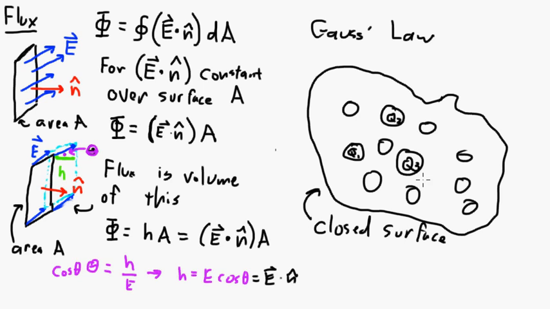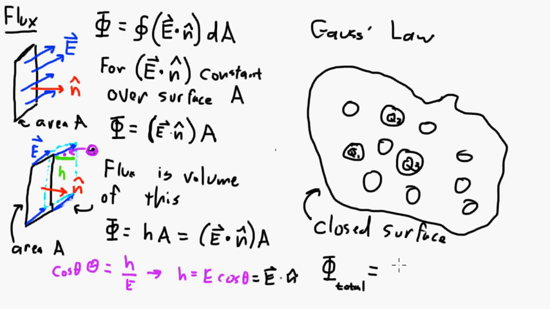Then Gauss's law says that the total flux through the entire closed surface is going to be the sum of all the charges, which is also sometimes referred to as the net charge. You can do it either way.